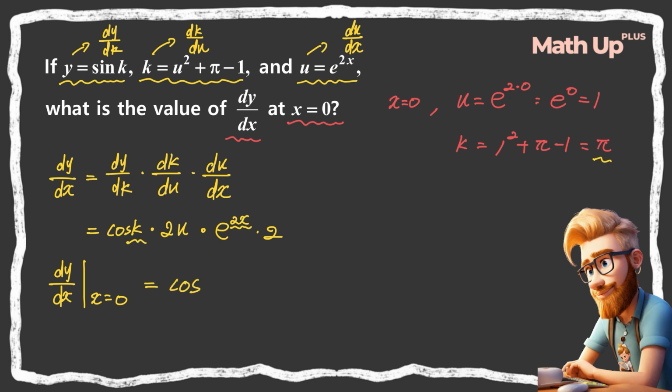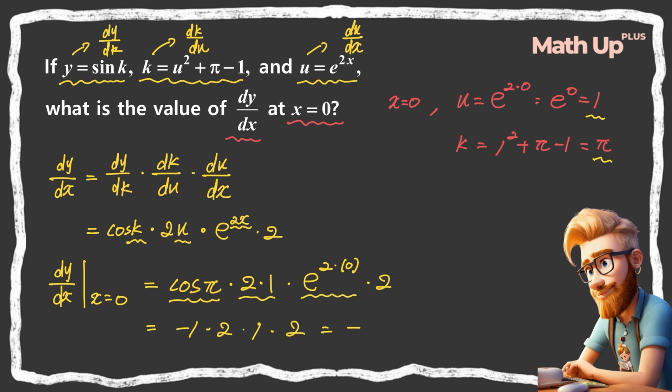So dy over dx, when x is equal to 0, is equal to cosine k. The value of k is pi, right? Pi times 2 times u. u is equal to 1 when x is equal to 0. So times 1 times e to the 2 times 0 times 2. So cosine pi is -1 times 2 times e to the 0, that's 1, times 2, that's -4.